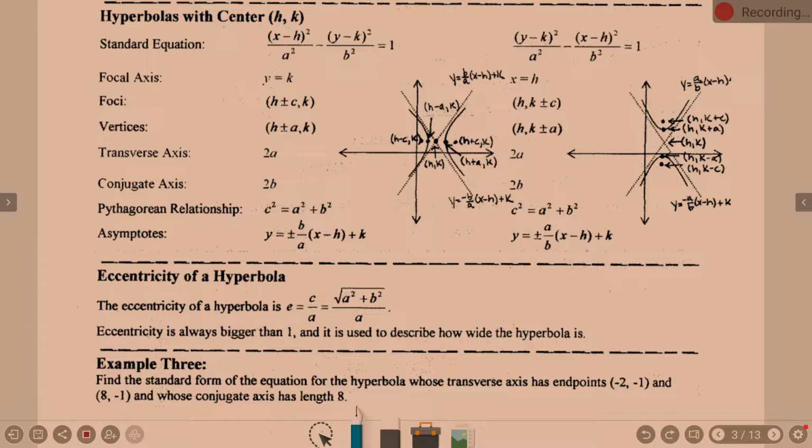Eccentricity is back. Eccentricity is still e equals c over a. No change there. How you find c is different. It's square root of a squared plus b squared instead of the minus. I don't know if you remember what the ellipse said, but with an ellipse, eccentricity was always a number between 0 and 1. And it was how elongated is your ellipse. With a hyperbola, eccentricity is always bigger than 1. Always, always, always bigger than 1. And it talks about how wide the hyperbola is. Okay, so talking about how wide that curve is.